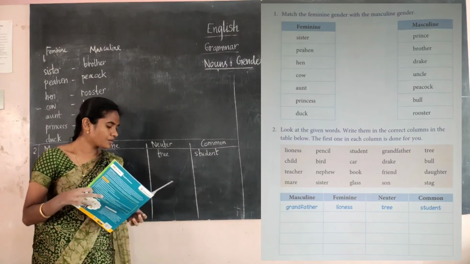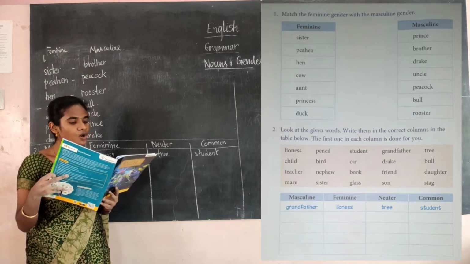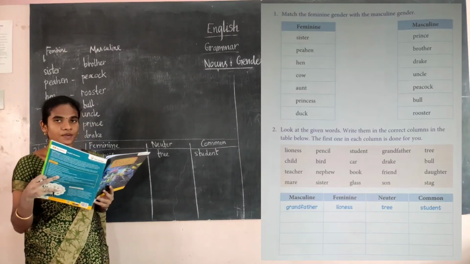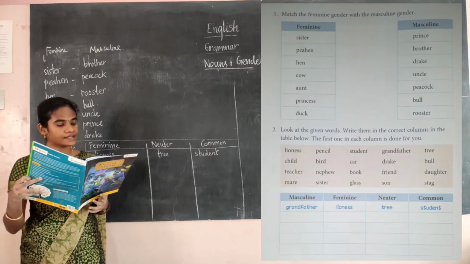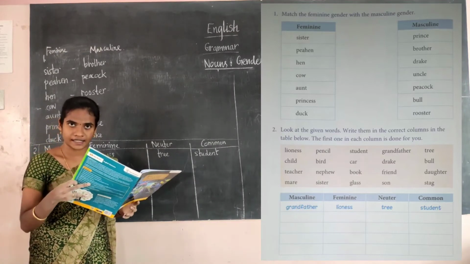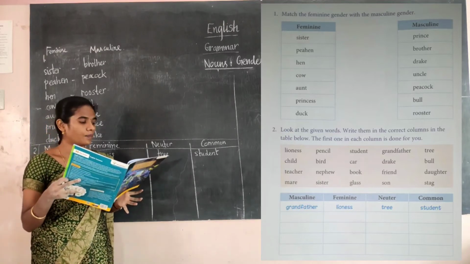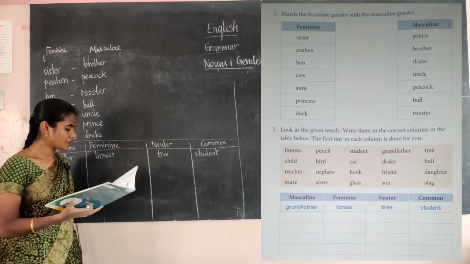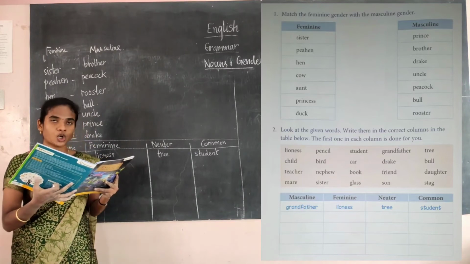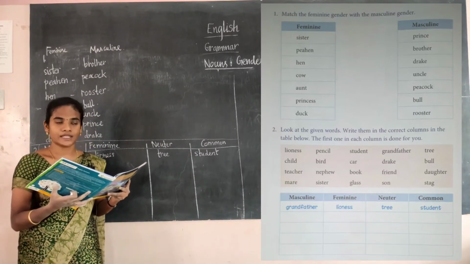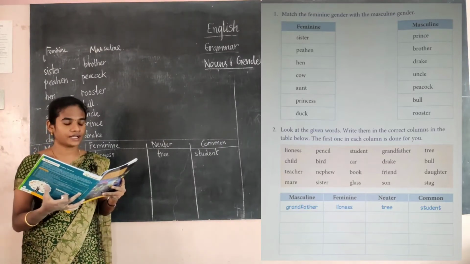Now see the second exercise. Look at the given words and write them in the correct column in the table below. The first one in each column is done for you. In the box, a list of nouns is given, and I have to categorize them correctly, whether masculine, feminine, common, or neuter, in the correct column. See here: grandfather is masculine, Linus is feminine, tree is neuter, and common is student, which can be both boys and girls. That is known as student. Now we can do the rest.